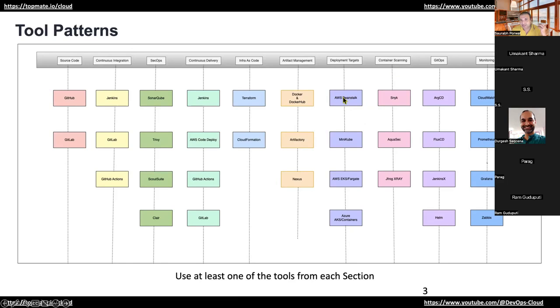Once you have your images up and running, the images can be scanned using Snyk, Aquasec, or JFrog Xray. Your GitOps, you have got Argo CD, Flux CD, Jenkins X, and Helm charts are used in order to do some more orchestration to your Docker images and the Docker deployments. For monitoring, we've got CloudWatch, Prometheus, Grafana, and there's one more addition to it, Zabbix.